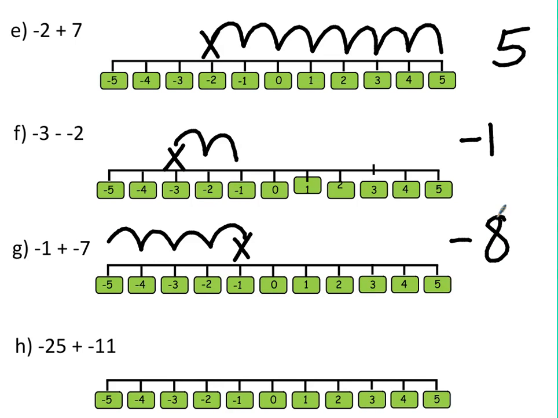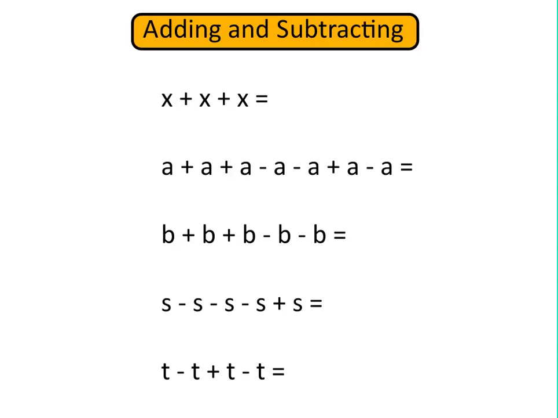Finally, we can't use the number line for this last one because it's a little bit big, so try to visualize it in your head. If you start at minus 25, are we going to move up or down? Well, we're going to move down in this case. So if we start at minus 25 and move down another 10 places, we'll be at minus 35, so 11 places will be down at minus 36, and that's the correct answer for that question. Now we're going to move on to the algebra.